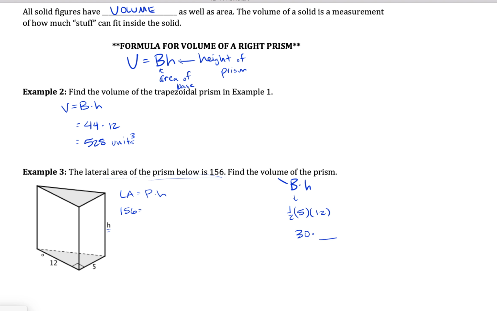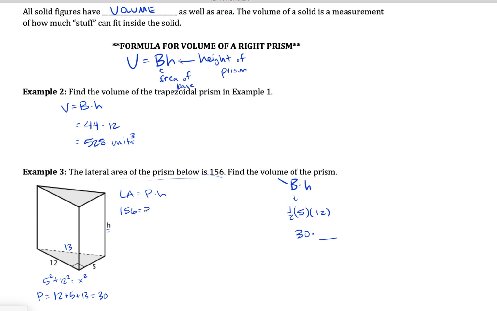If this side's 5 and this side's 12, the Pythagorean theorem would tell us that this side right here is going to be 13. You can either maybe remember that 5, 12, 13 is a Pythagorean triple, or you can work out 5 squared plus 12 squared equals that missing side squared. But trust me, it's going to give you 13. So that perimeter would be 12 plus 5 plus 13, which is 30.